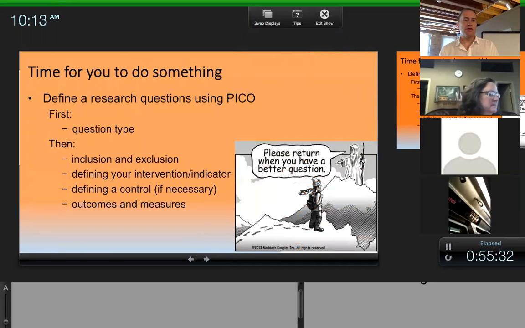You'll do it in a group and have a bit of a discussion about it. It's probably most useful for you if you think about a patient that you've had or that you have, and think about if you were going to set up a study which answers a particular question that you're interested in, how would you define your question?